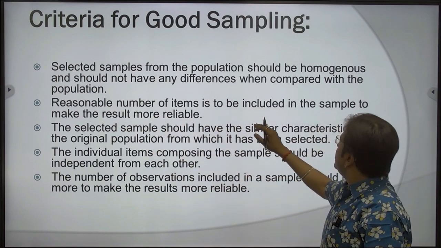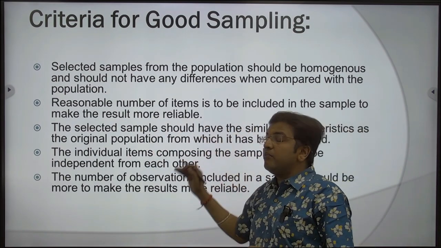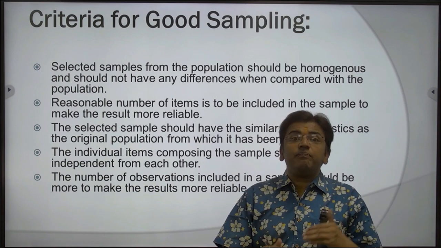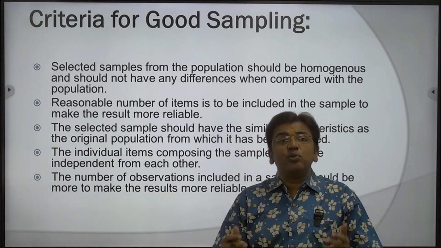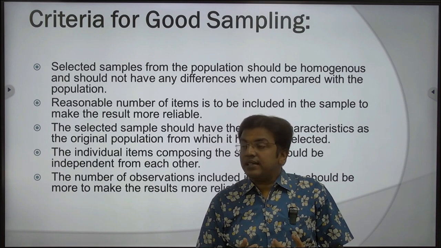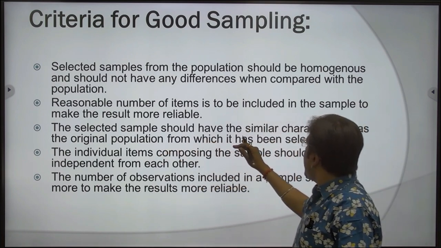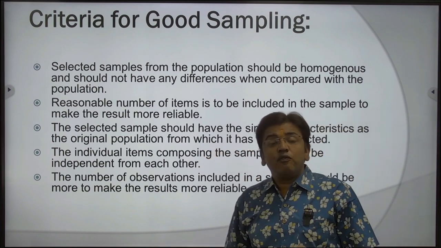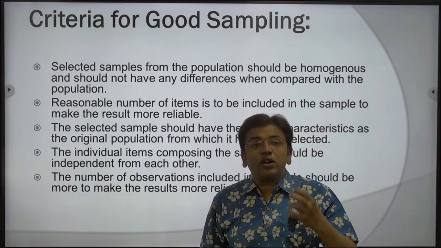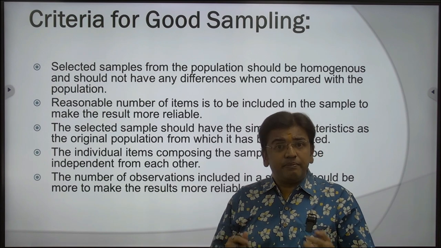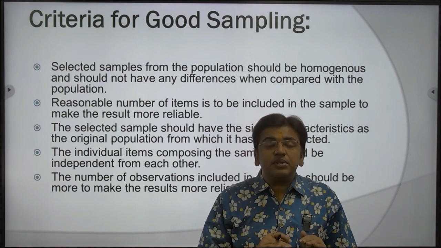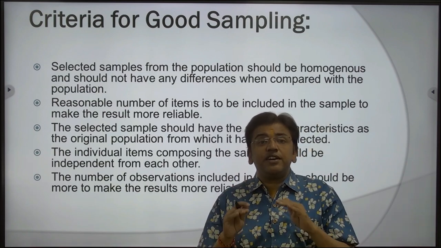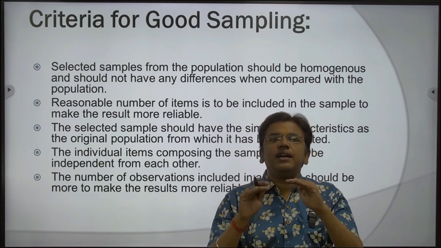A reasonable number of items is to be included in the sample to make the result more reliable. Reliability of the result is very important. The larger the sample size is, the more effective and transparent the result is. Right? Third point, the selected sample should have similar characteristics to the original population from which it has been selected. From where you have taken the sample, what are the characteristics that the sample possesses? There must be a reasonable homogeneity between the sample and your universe. There will be no difference between the sample and the universe.